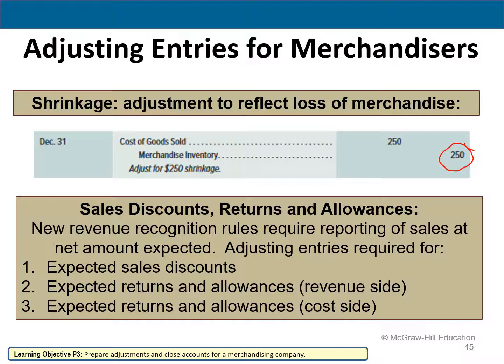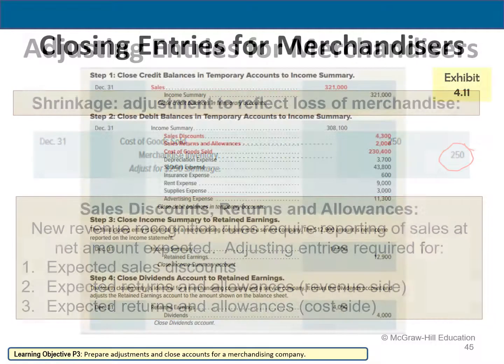So the thing to know about sales discounts, returns, and allowances, there's new revenue recognition rules that require the reporting of sales at the net amount that's expected. So there's adjusting entries at the end of the period that are required for expected sales discounts, expected returns and allowances, both on the cost and the revenue side, and we'll go through those examples.